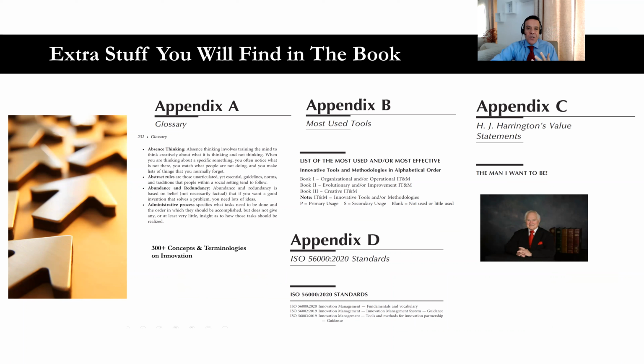So if you have a question about what we mean by absence thinking, what we mean by abstract rules, what we mean by abundance and redundancy, what we mean by innovation, what we mean by administrative process, and you are new to that, you just go to Appendix A and you will find all these definitions. We also added all the useful tools that you can find, and this is also in Appendix B, courtesy of Jim. And then in Appendix D, we added all the standards.